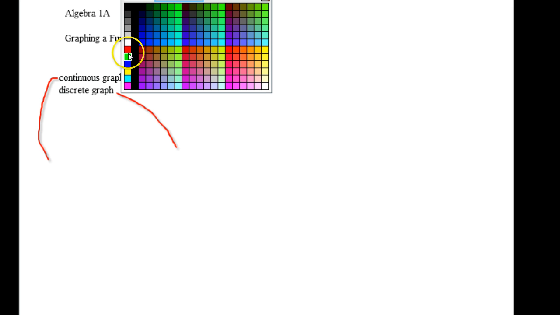There are going to be two types of graphs: a discrete graph and a continuous graph. A continuous graph is the most normal one that we've seen so far. It is the ones where all the points are graphed. You can see everything, and no matter how much you zoom in, everything's graphed out.